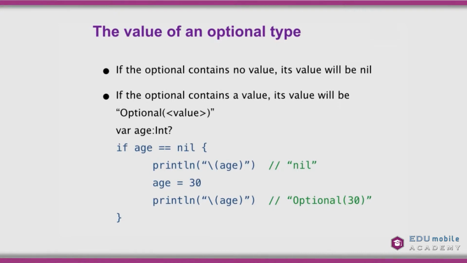So what is the value of an optional type? Well, if the optional contains no value, its value will be nil. But if the optional contains a value, its value will be expressed as optional with that value. So let's say we set up an age, as we had before, as an optional int. If age is equal to nil, we can do this now because we have the question mark. This is not an int type, it is an optional type of type int. If age is equal to nil, we can go ahead and give a value to age. But if we print line age, it will be nil at this point. When we assign it, it will be expressed in our print line age as optional 30.